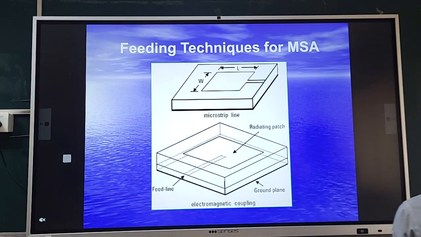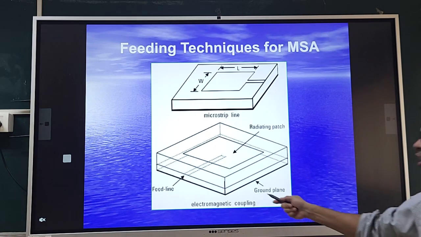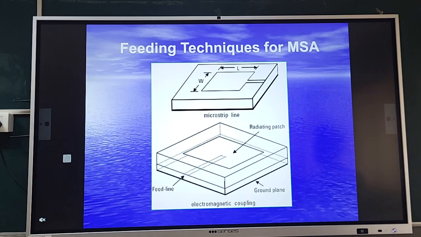So now what we need to work upon? We need to separate out these two substrates, which are there for the microstrip antenna and for the microstrip line. That is the design and develop. That is the design for the next feeding technique called the electromagnetic feeding technique.